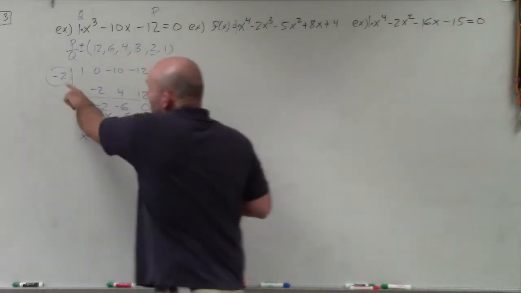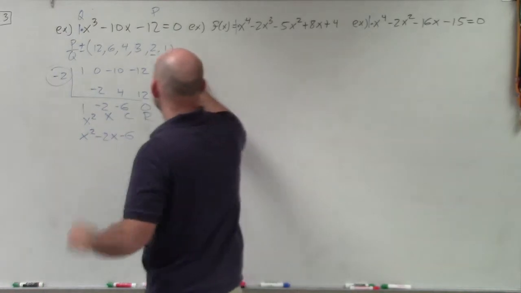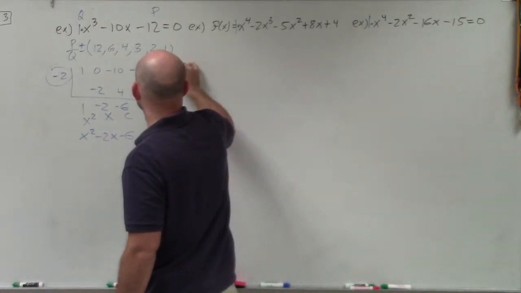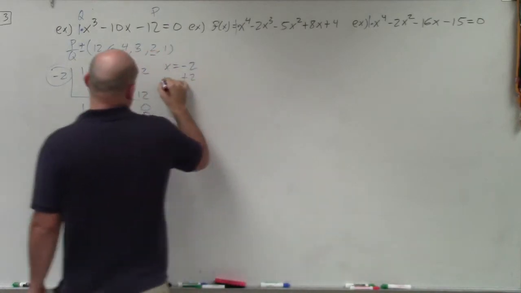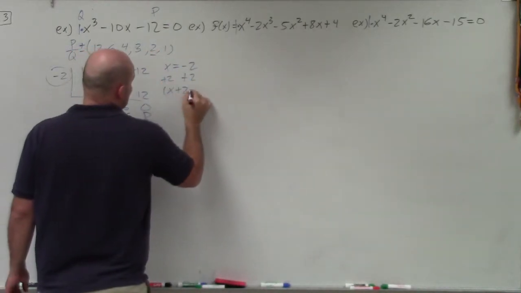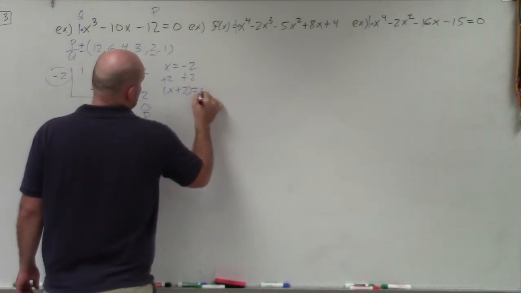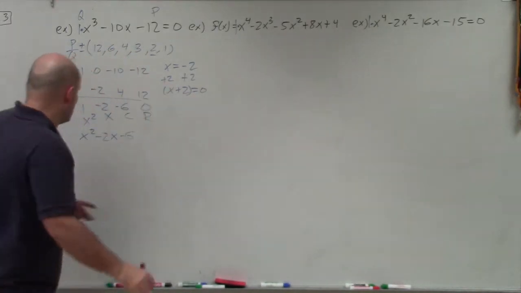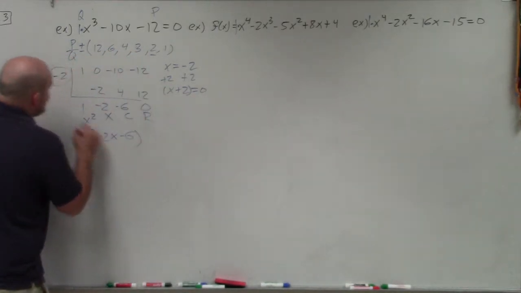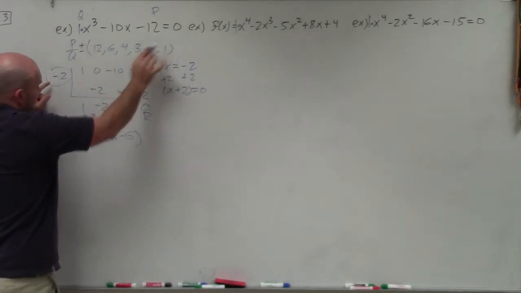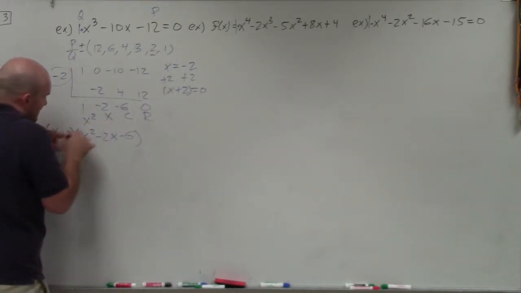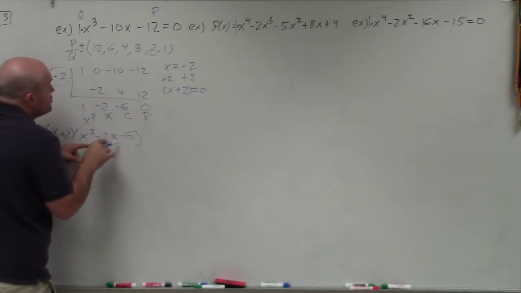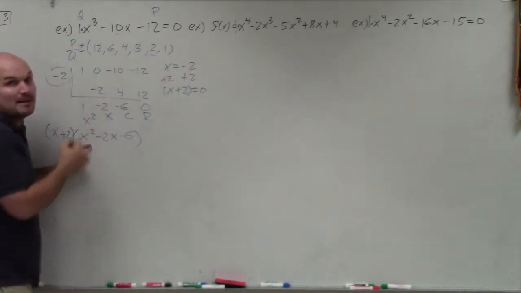Now, remember, this is a root. So basically, we can write this as x equals negative 2. So to write this as a factor, I'll set it equal to 0, and I'll say x plus 2 is equal to 0. So that means that is my factor. So technically, since this factor evenly divides into that, my factor times my quotient equals my polynomial.